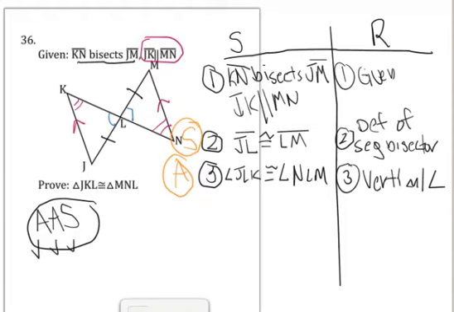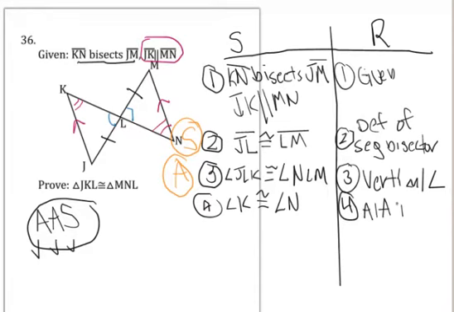So that's going to be step 4. I don't have to write out JKL because K is by itself, so I can just write angle K is congruent to angle N. And I know this because of the alternate interior angles theorem. That gives me my last angle. So I got the 3 things I need. I checked them all off. I'm good.